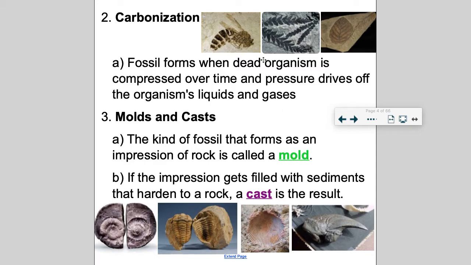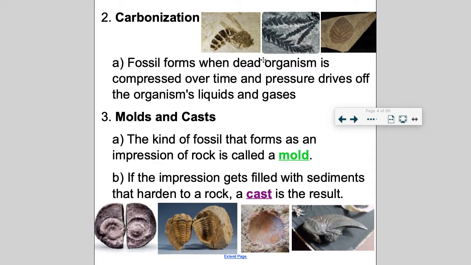So this occurs when the organism gets compressed over time. Under that pressure, it drives out the liquids and gases, and it just leaves a carbon skeleton or a carbon film. So that's called carbonization. You can see up here we have a leaf that's been pressed, the liquids and gases are gone, it leaves the carbon film.